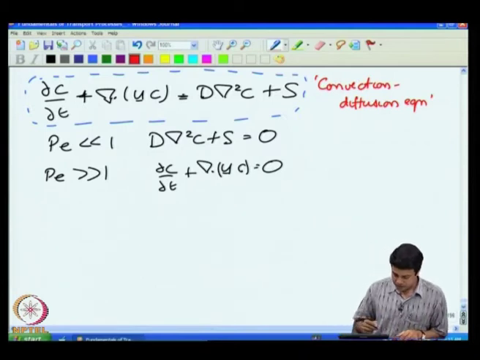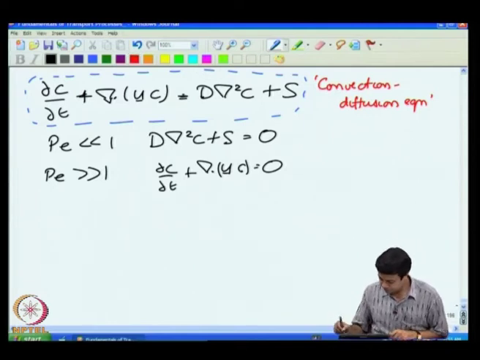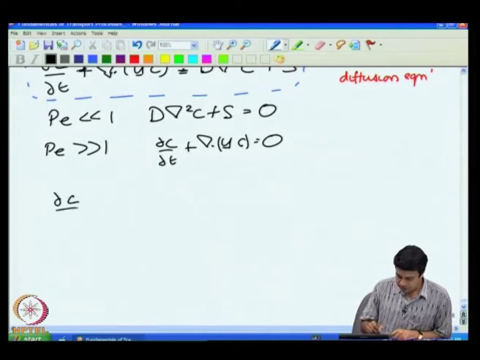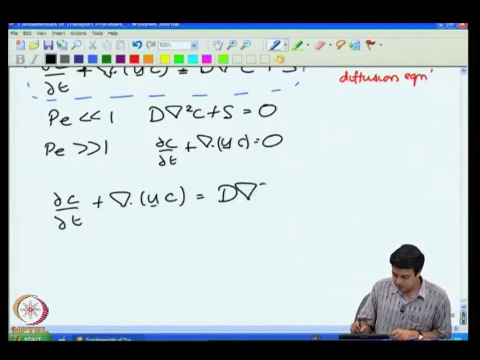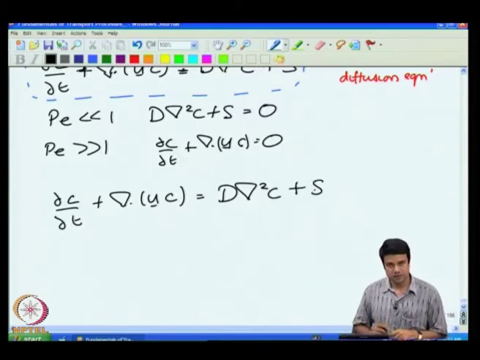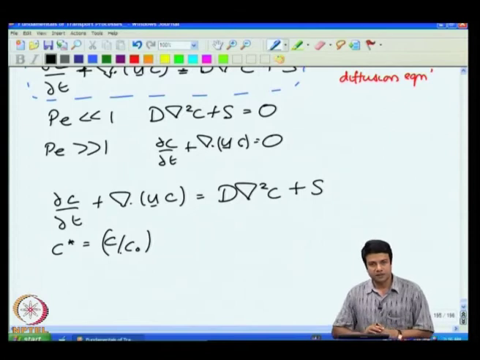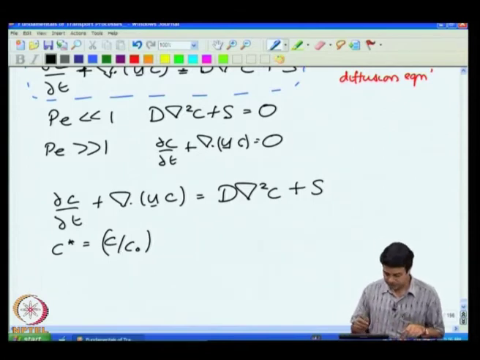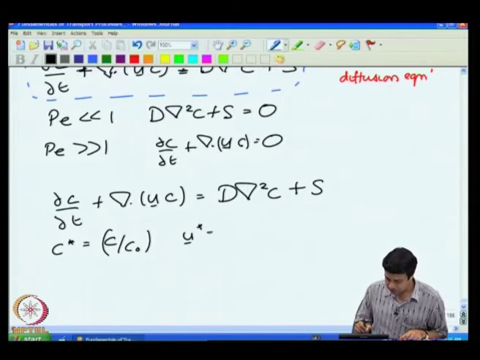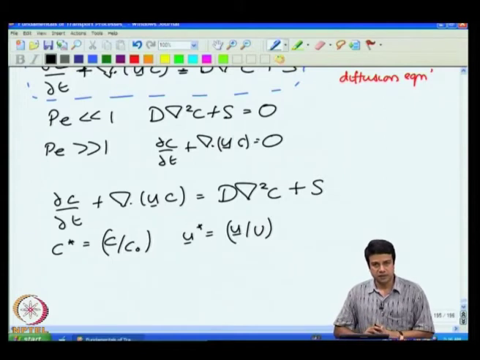In this equation, if I, for example, scale, I have an equation: partial C by partial t plus del dot uC is equal to D del squared C plus some sources or sinks. I can define a dimensionless concentration C star as C by C naught, where C naught is some characteristic concentration in the system. I can define a dimensionless velocity vector, that is u by capital U. U is a characteristic velocity scale.